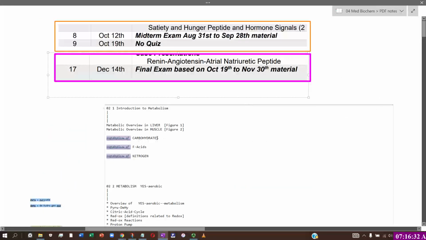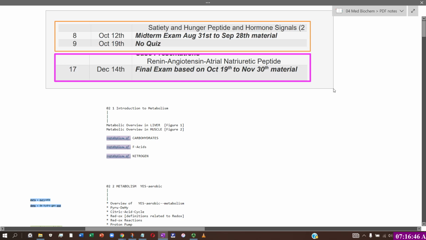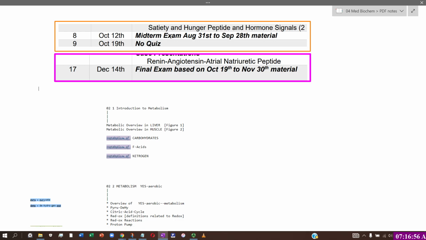So, this is in regards to preparation for the medical biochemistry course. These are screenshots from the syllabus, and as you can see, the midterm and the final are cumulative only for their corresponding half of the material.